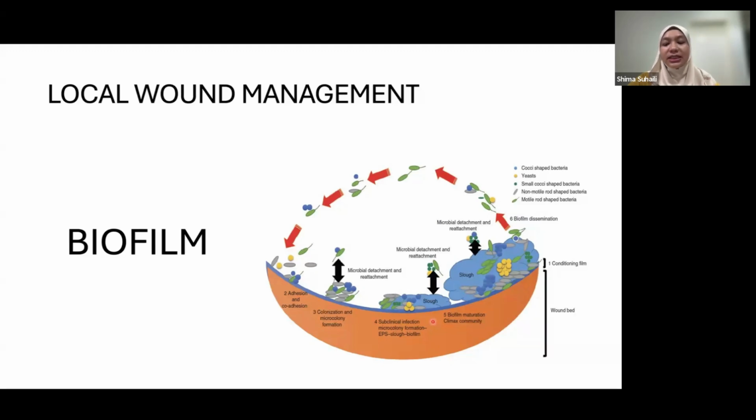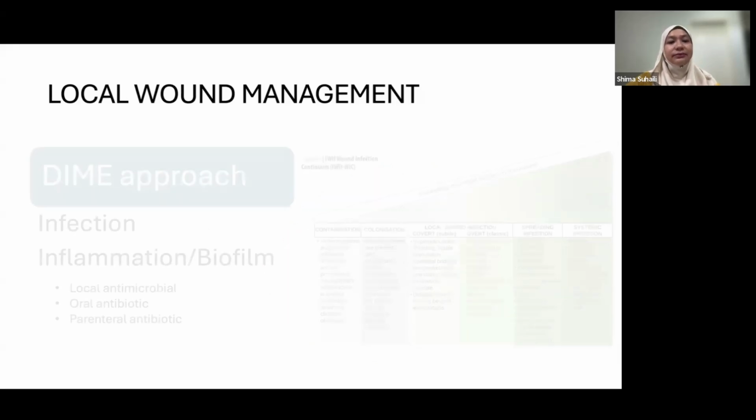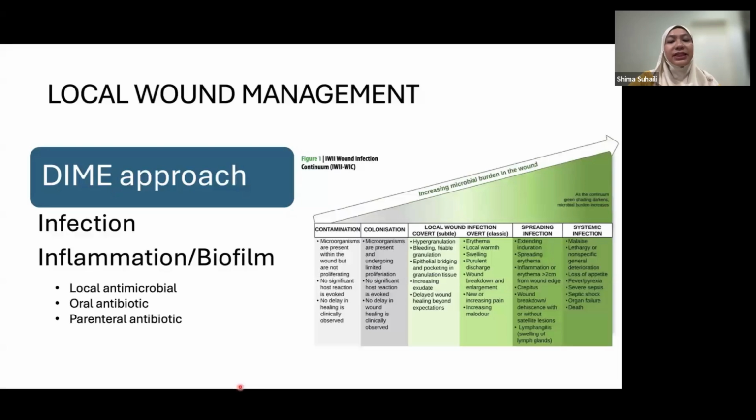So we have to manage it to prevent the biofilm from becoming infection. When we look at the patient, we have to decide: is it just a high bioburden or biofilm, or does the patient already have infection? Based on your assessment, we must decide whether the wound needs local antimicrobial, which we can get from various types of cleansing and dressing, or whether this patient might need oral antibiotic, or ultimately may need referral to the tertiary hospital for parenteral antibiotic.